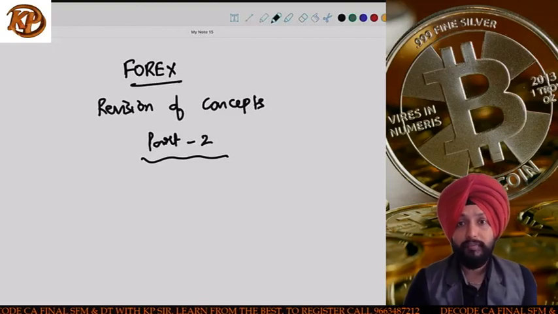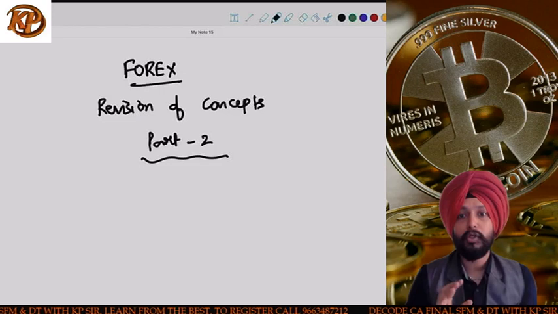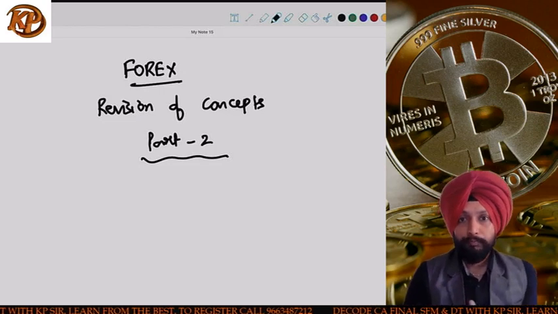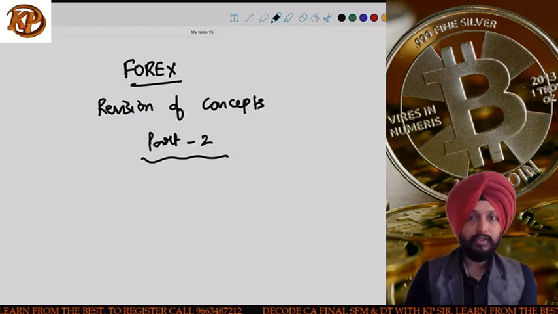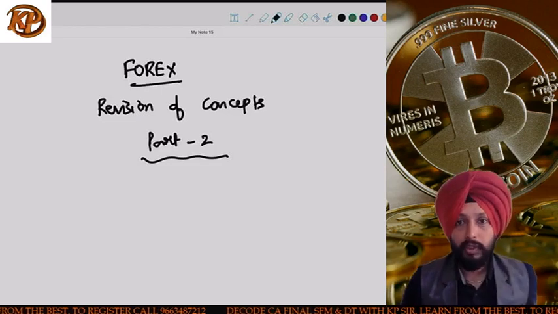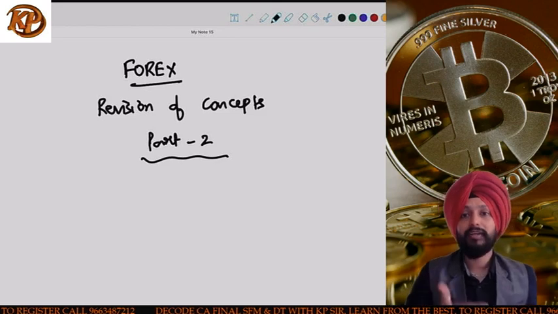So we have done one class on revision of concepts of Forex, and this is class number 2. If you remember, the last point of our discussion in the first class was about the arbitrage opportunities that can be made in the currency market. Now we continue with that discussion.